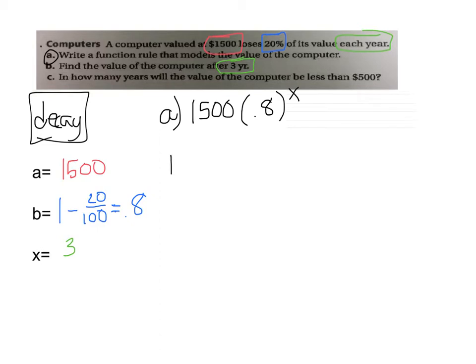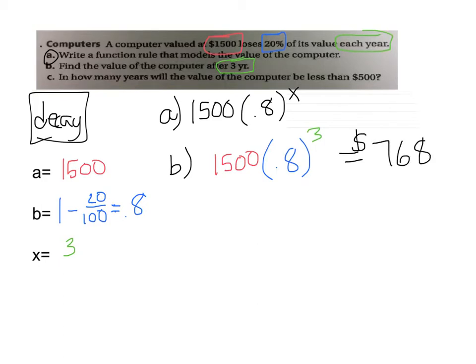For part B, we're taking that same formula, but now we're inserting in our value of 3 years for x. So as we work through it, here's what it'll look like. We start out with 1,500. We're going to go ahead and multiply that by 0.8, and we're going to raise that to the 3rd power. As we work through this, we'll find that our value is $768. Remember, you always want to put the unit signs on there.